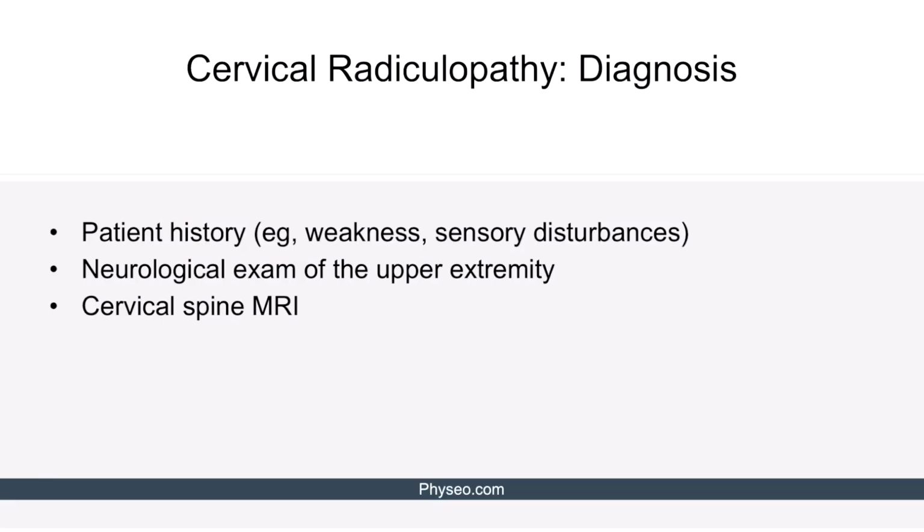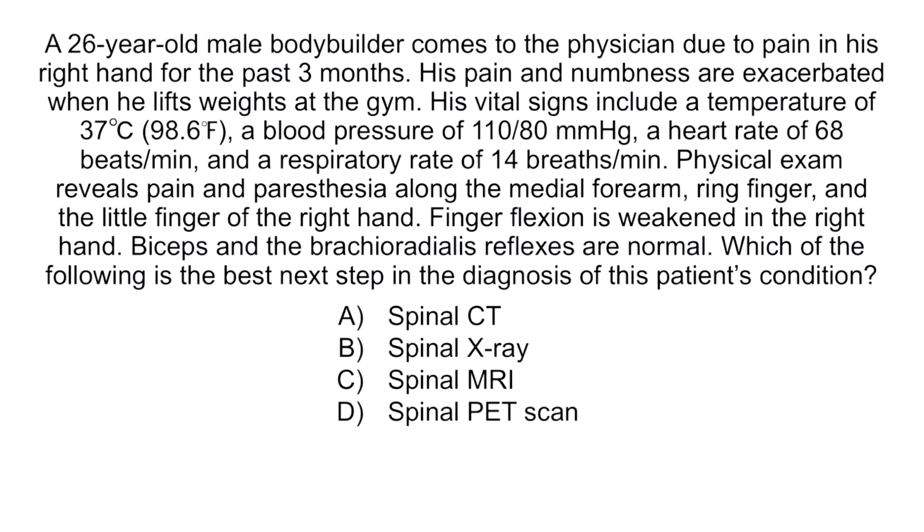Here's a slide reminding us of the diagnosis of cervical radiculopathy. Let's discuss why other options are incorrect. Option A, spinal CT, and option B, spinal X-ray, are not sensitive enough for the diagnosis of spinal nerve root compression. Option D, spinal PET scan, is not indicated in the workup of cervical radiculopathy. And that concludes our lecture on cervical radiculopathy and myelopathy.